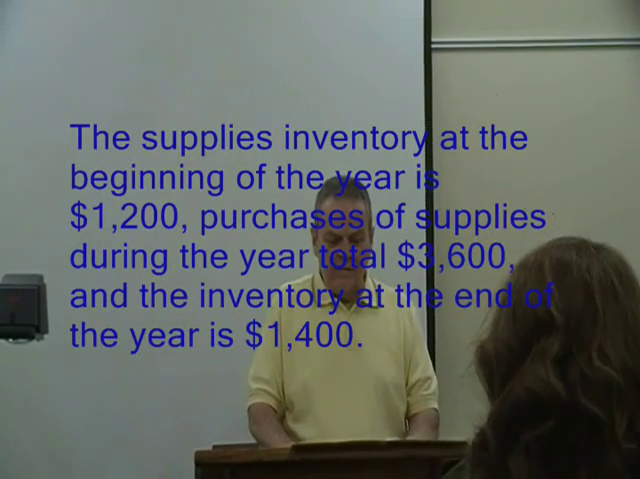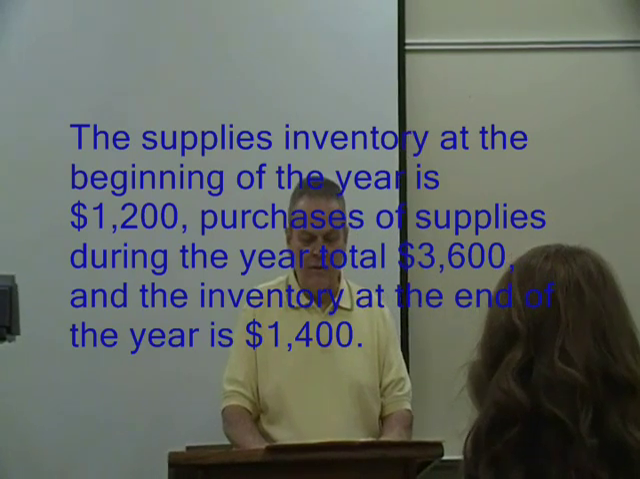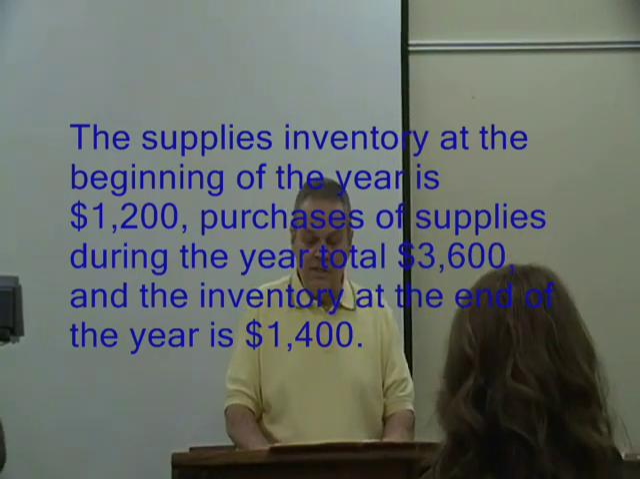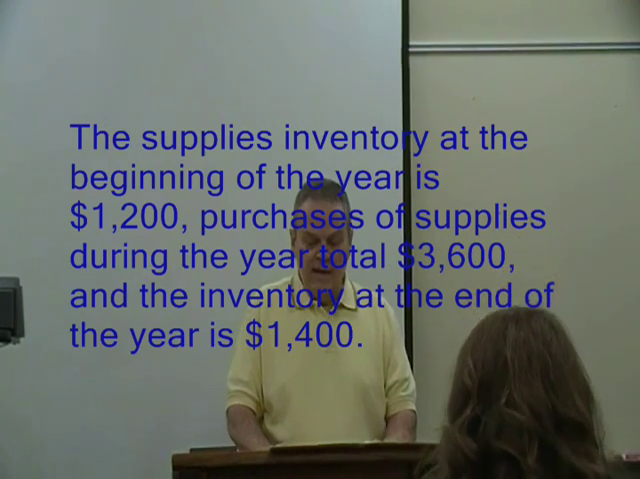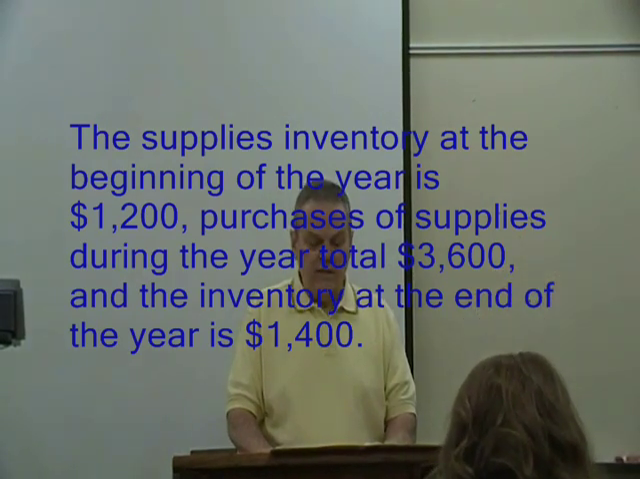Supplies inventory at the beginning of the year is $1,200. Purchases of supplies during the year total $3,600, and the inventory at the end of the year is $1,400. Notice that paragraph is before letters A and B. Letters A and B are independent of one another. They're mutually exclusive. One or the other happened, but not both.